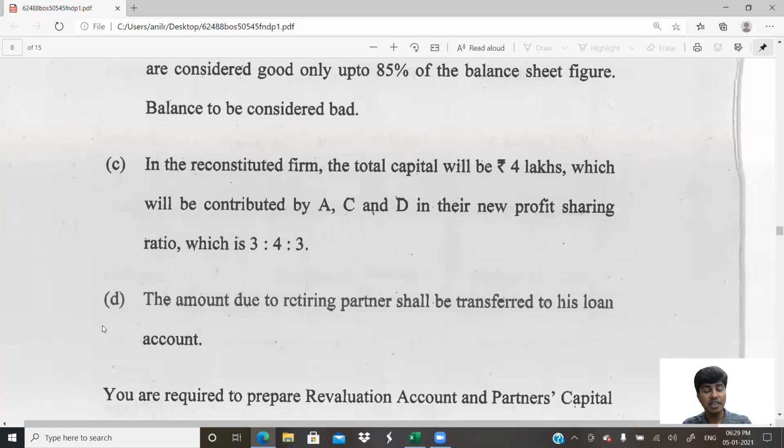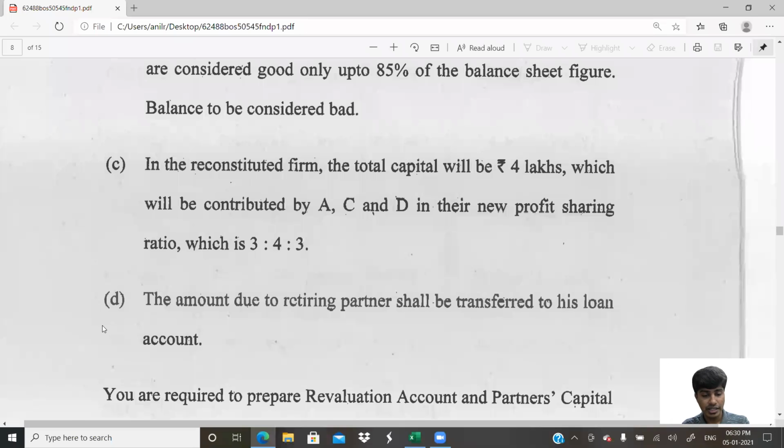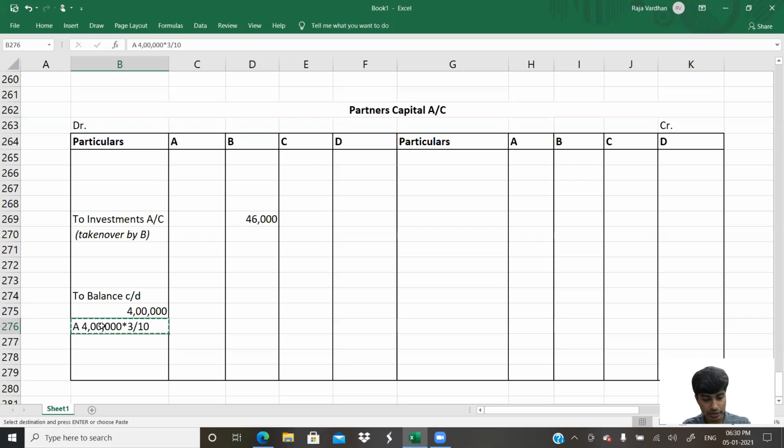This ratio is 3:4:3. So 3 plus 4, 7, 7 plus 3, 10. So 3 by 10. 3 divided by 10. How about C and D, right? How much will be C's share? 4 lakh multiplied by 4 by 10, and D's share would be 4 lakh multiplied by 3 by 10.